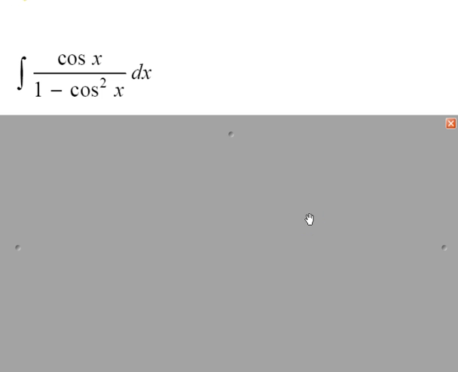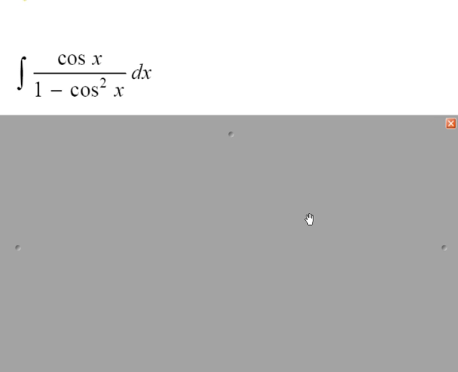So this is actually a really good problem. In this problem, what I notice is that I have a quotient. And what I need to remember is that I cannot take the antiderivative of the numerator and take the antiderivative of the denominator. That's not allowed.